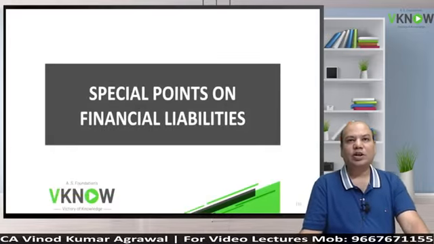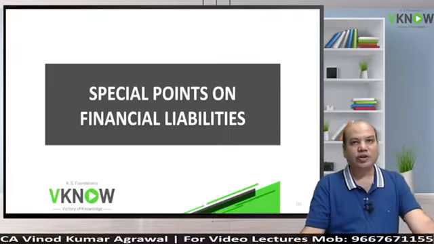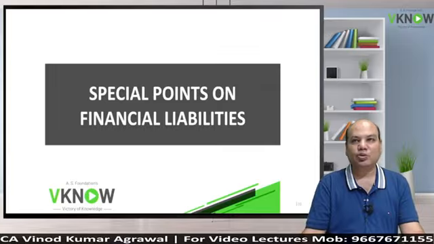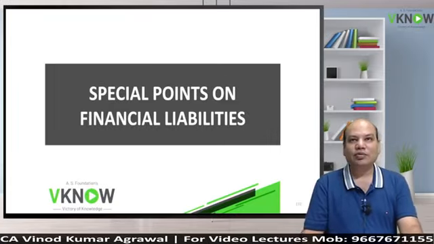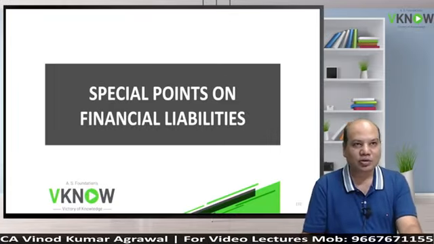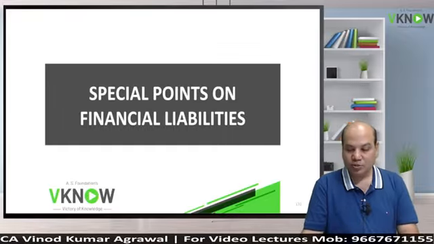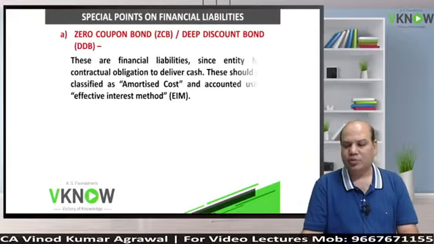These are some theoretical points. They are there as part of the standard, but not really for the student. It's more for the practitioners. Once you qualify, then every time you have to see whether this contract has a financial liability angle or not. Now special points: zero coupon bond.